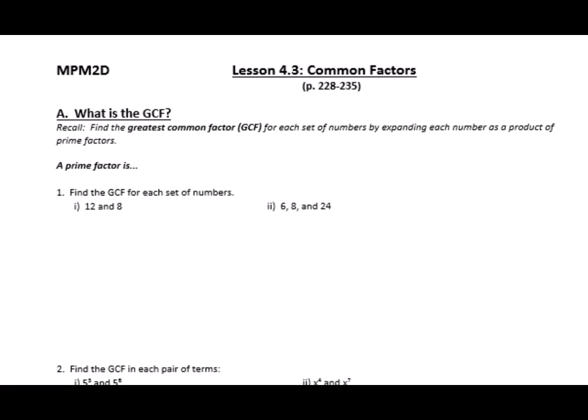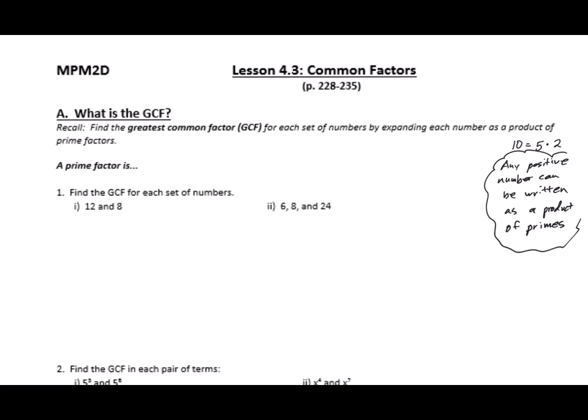If I take a look at, say, a number like 10, I know that 10 is 2 times 5. You might want to add this specific concept to your jargon file. Any positive number can be written as a product of primes. Now, when I'm talking about positive numbers, I'm talking about any positive whole numbers. We're not talking about decimals and stuff like that.